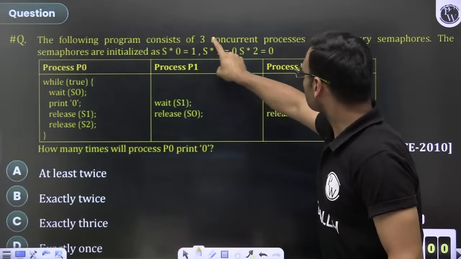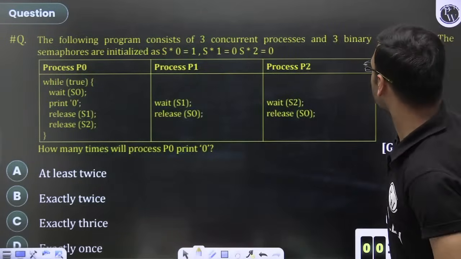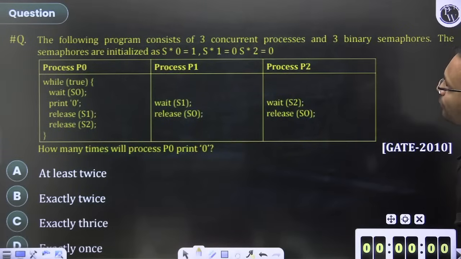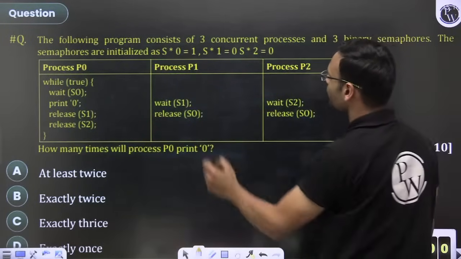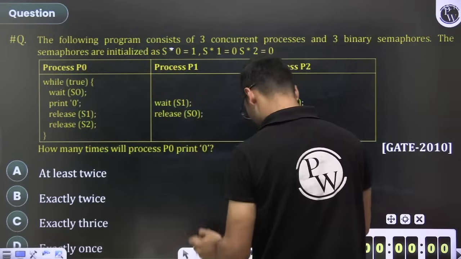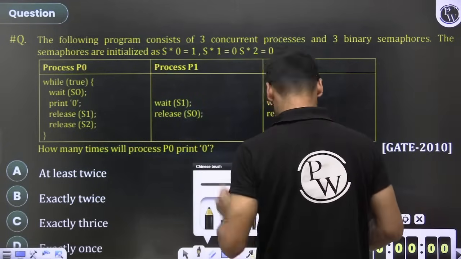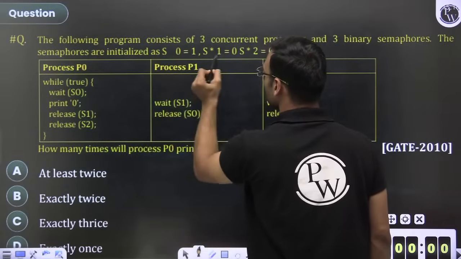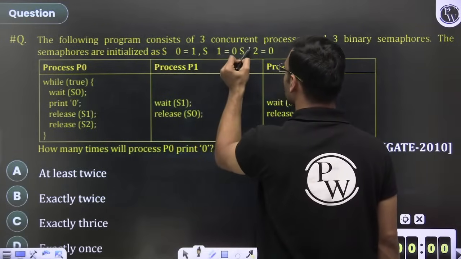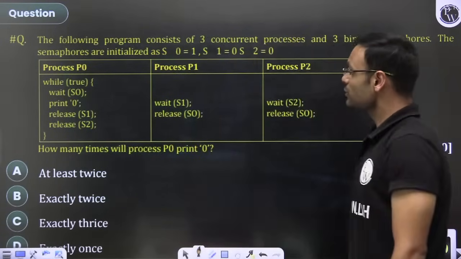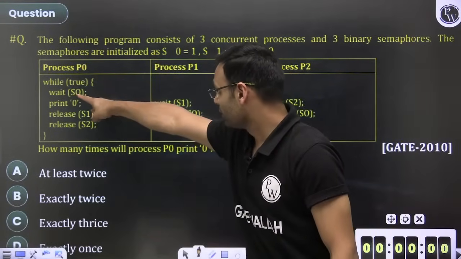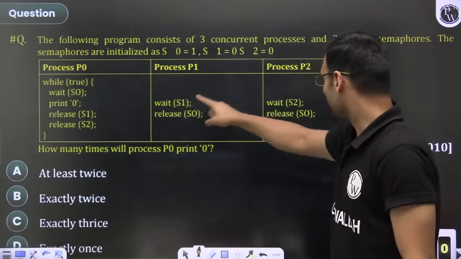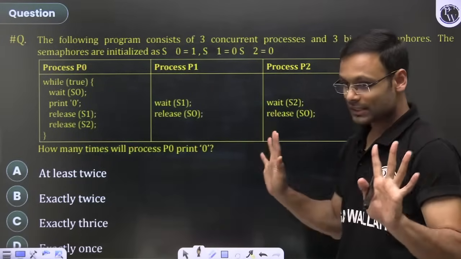The following program consists of 3 concurrent processes and 3 binary semaphores. Semaphores are initialized: S0 equals 1, S1 is 0 and S2 is 0. So S0 is the only one that is 1. P0 can only have its wait successful initially. Wait S1 and S2 cannot run successfully.